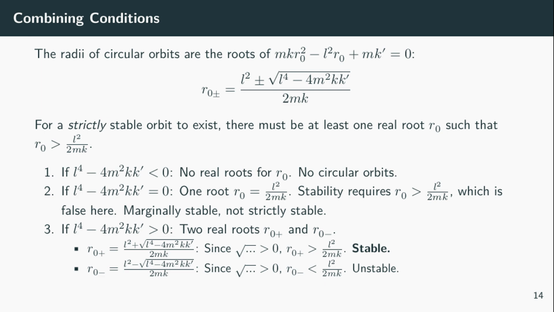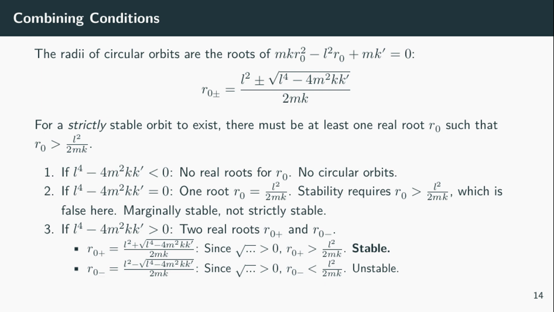Now let's examine the different cases based on the value inside the square root. If it's negative, there are no real roots, meaning no circular orbits exist at all. If it's exactly 0, we get one real root for the radius. However, this root is exactly equal to our stability threshold, meaning it corresponds to a marginally stable orbit, not a strictly stable one. Finally, if the term inside the square root is strictly positive, we find two distinct real roots for the radius. The larger root is given by adding the square root term. Because the square root is positive, this radius is strictly greater than our stability threshold. Thus, the larger radius corresponds to a stable orbit.